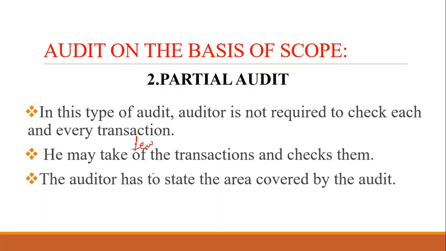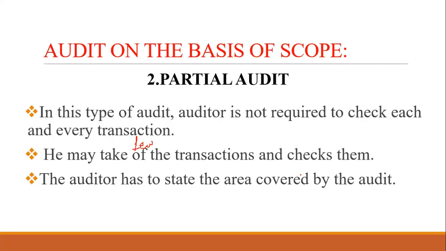Next, the auditor has to state the area covered by the audit. So he has to state that out of 100 bills, only bills which are more than 10,000 rupees will be checked. So that is how he can state the area covered by the audit.